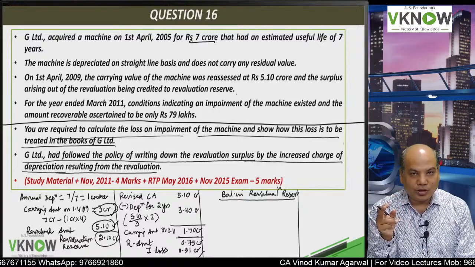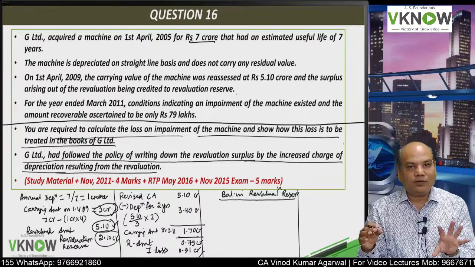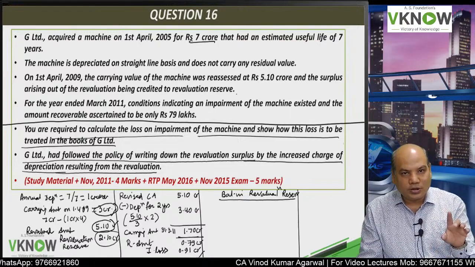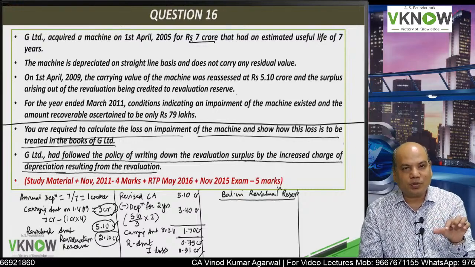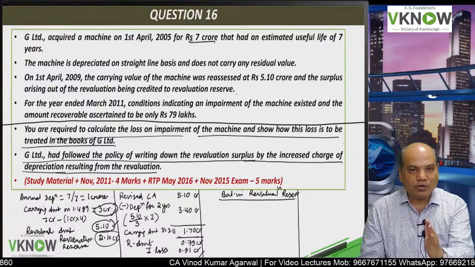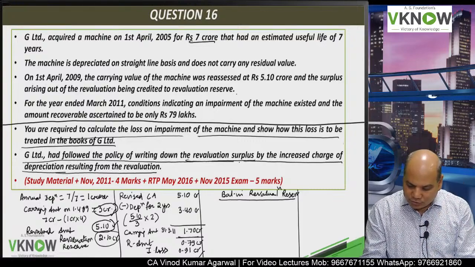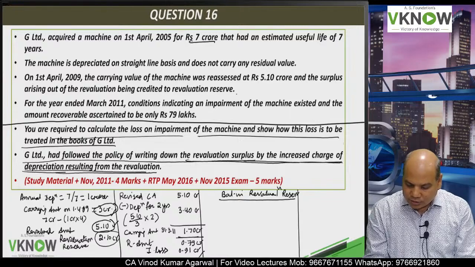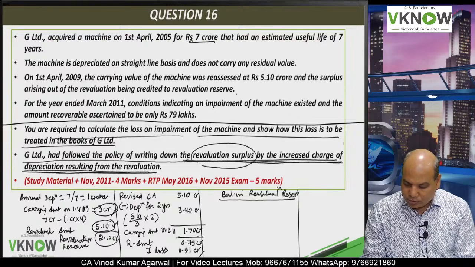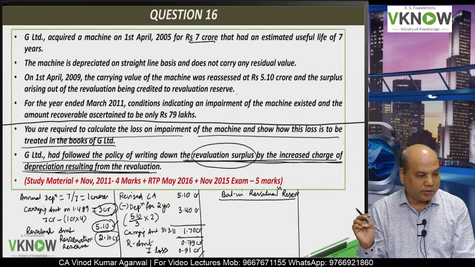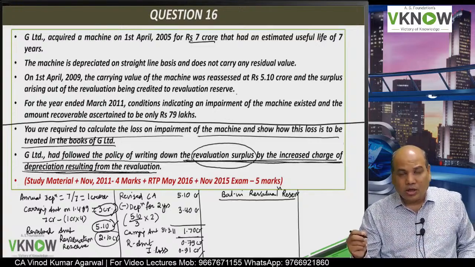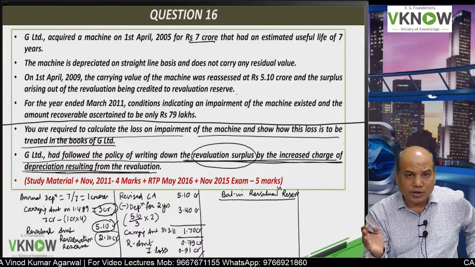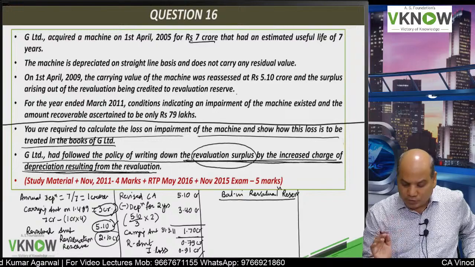AS 10 allows you to do that. If you read AS 10, a company can follow two policies. One, do not disturb the revaluation reserve, and second, the excess depreciation provided can be transferred from revaluation reserve to general reserve, and that is what this company has done. It has transferred the increased charge of depreciation from revaluation surplus to general reserve. So the student will now tell me how much is the amount that they are transferring every year from revaluation surplus to general reserve.